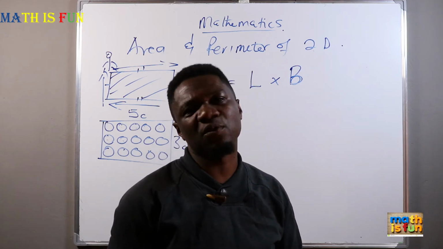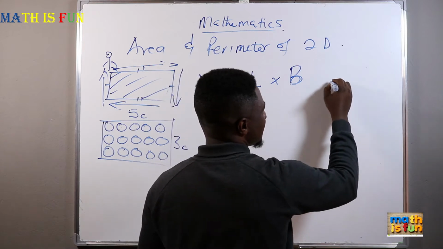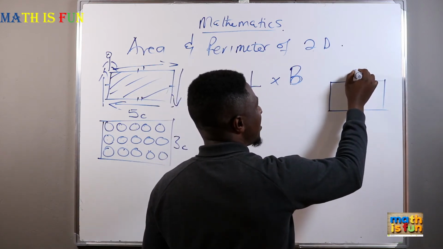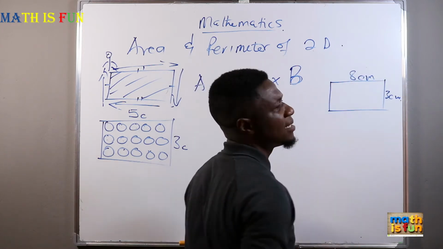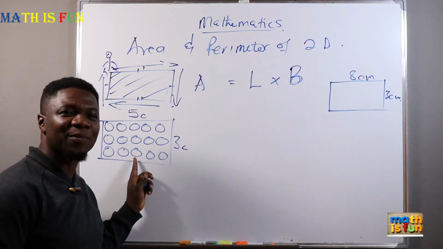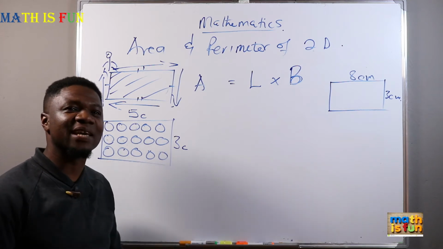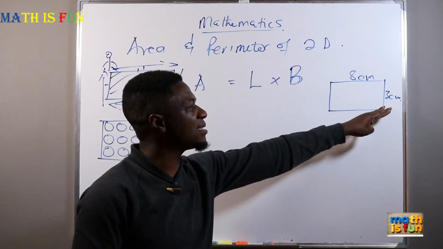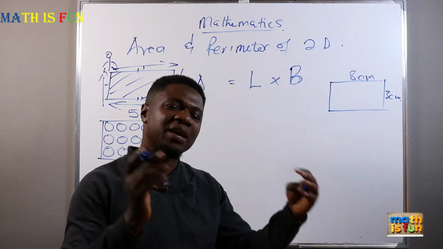I believe that we've gotten something there. So let's look at an example. Given this, we have 8 centimeters and here giving us 3 centimeters. We want to use the formula and see. This is just by using our knowledge in counting and other things and how the formula came by. So by using the formula now, we have 8 centimeters, 3 centimeters. So what shape do we have there? We have a rectangle.